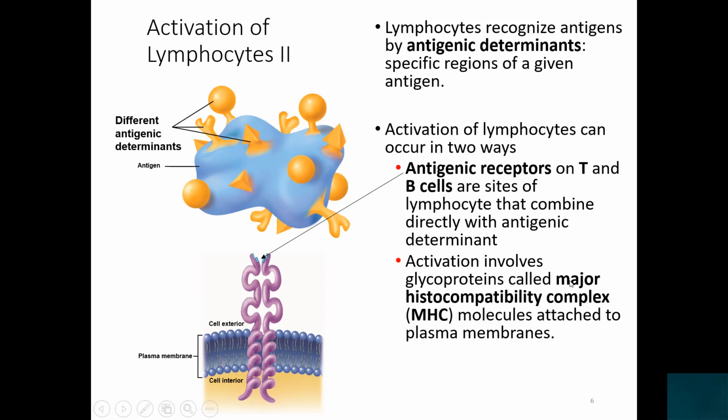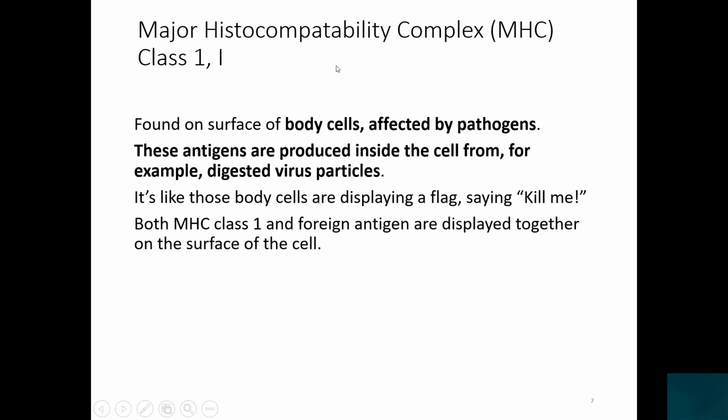Activation also involves glycoproteins, a special type of proteins called major histocompatibility complex, or MHC molecules, that are attached to cells' plasma membranes. What are we talking about? So what is major histocompatibility complex? Again, it is something attached to the cells. Type 1 or class 1 of MHC would be found on the surface of our own body cells affected by pathogens. What does it mean? Our cell is attacked by the virus. Our cell processes the virus, pinches pieces from it, and produces that MHC type 1.